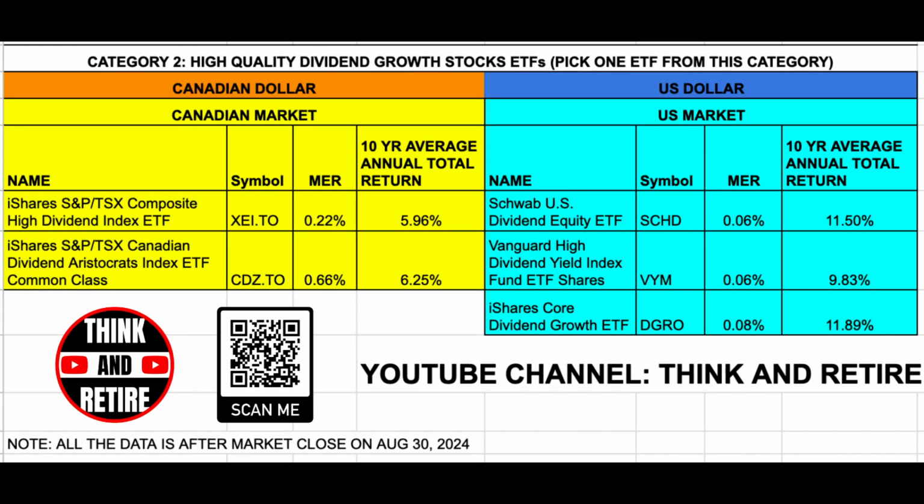Now I'm going to talk about category number 2, which is the high quality dividend growth stocks ETF. On the Canadian side, I have 2 ETFs, which are XEI and CDZ. Both of them are from iShares. The first one is a high dividend yield ETF, and the second one, CDZ, is basically the Canadian dividend aristocrats. On the US side, for the US dollars, I have listed 3 of them: SCHD, that's very popular; VYM; and DGRO. SCHD is by Schwab, VYM is by Vanguard, and DGRO is by iShares.